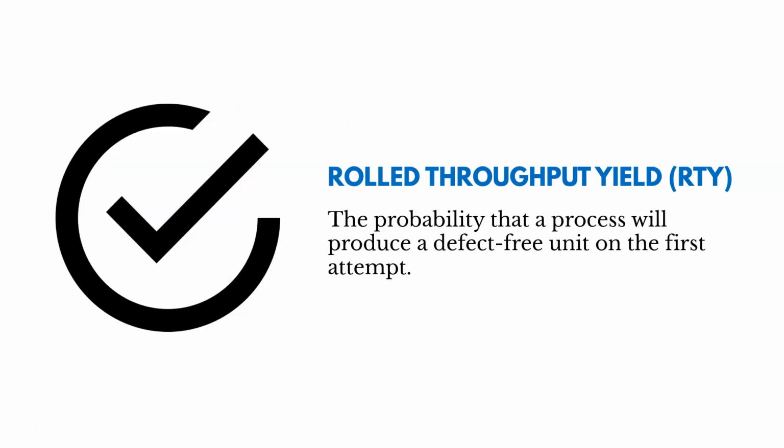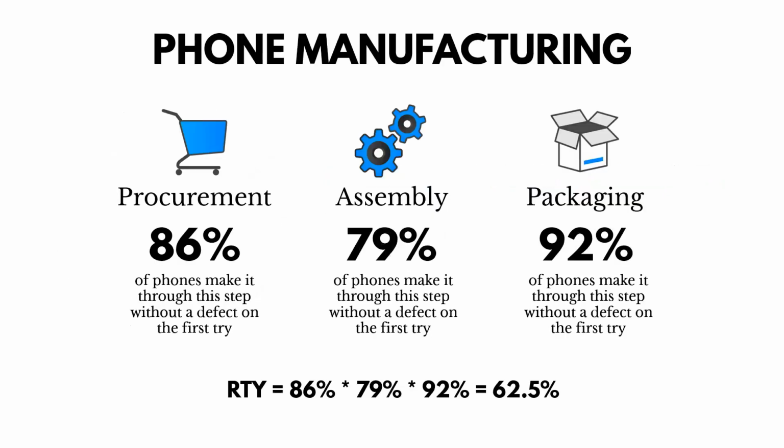One other quality measurement we can look at here is rolled throughput yield. It's the probability that a process will produce a defect-free unit on the first attempt. What's important here is that as we're producing things, we want to get it right the first time. Every time we mess it up, assuming we identify it, we've got to go back and fix it and correct it. We want to avoid that. Rolled throughput yield helps us understand that.